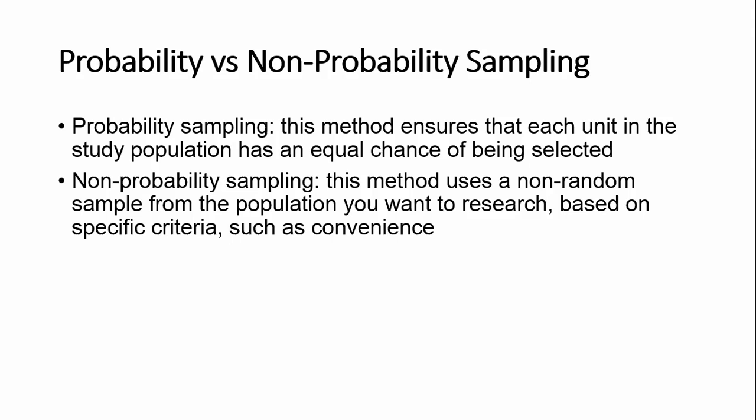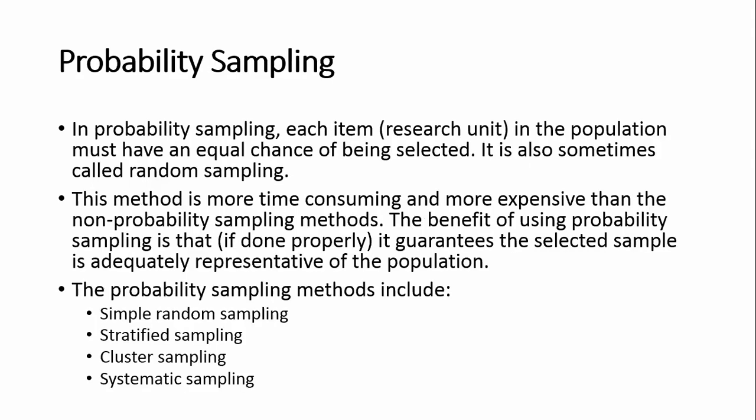Non-probability sampling. This method uses a non-random sample from the population you want to research based on some specific criteria, such as convenience. Now, most sampling is actually probability sampling. Okay. It's very rare to use non-probability sampling.